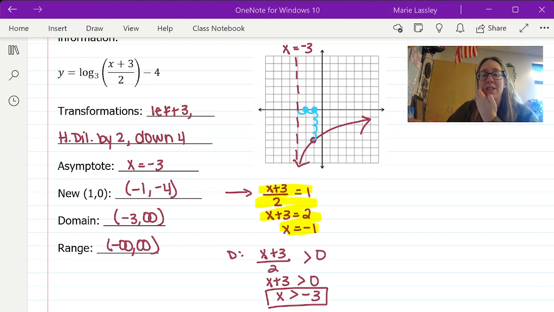So I shifted left 3 because I followed the asymptote. I then dilated 2 away from the asymptote. I then shifted it down 4. So that's how you would do that one. And then I just sketched it. It's going to go towards the asymptote, and it's going to continue growing as it goes to infinity.